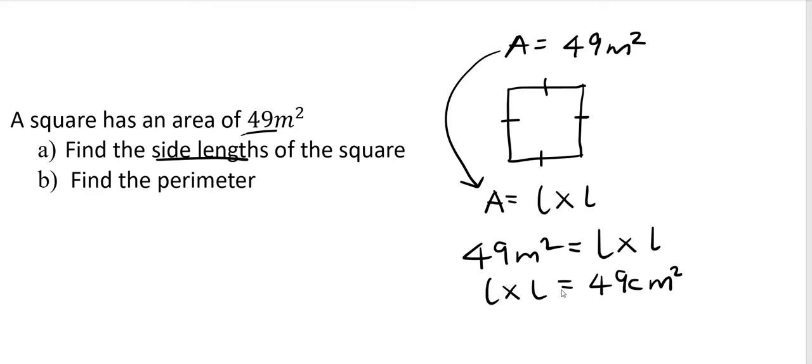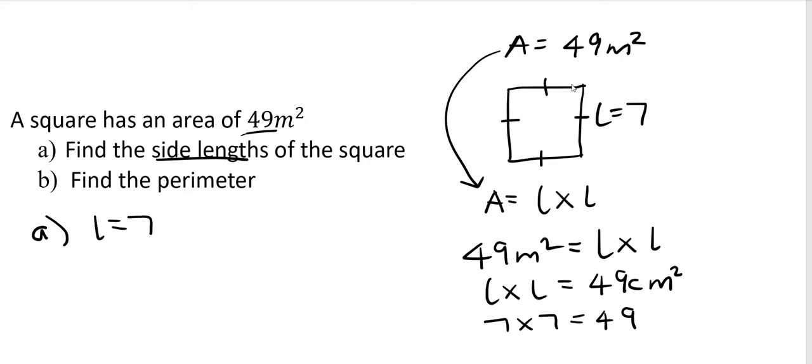Now, you can solve this using an equation, but if you haven't learned equations yet, we can just do it mentally. And that is, what is a number times itself to give you 49? So the same number times itself to give me 49. Well, I know that 7 times 7 equals 49, which means L must be equal to 7. So for A, the side lengths would be L is equal to 7. And we know it's the same all the way around. And it's in meters, so just write the units meters.